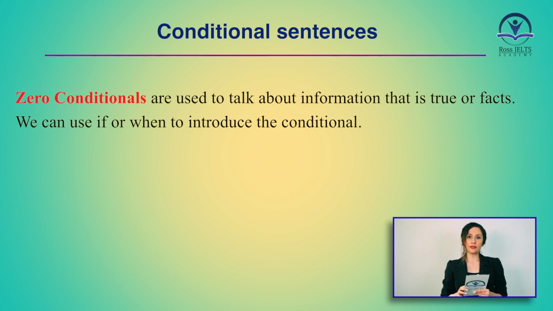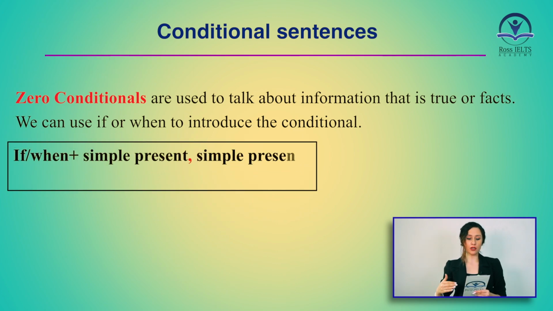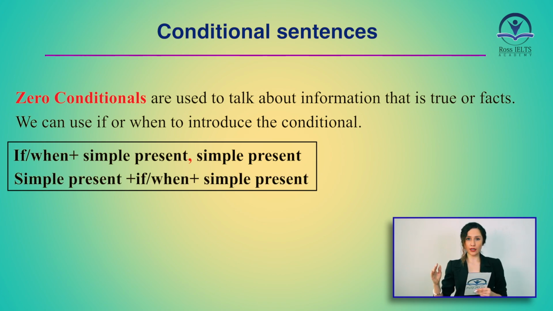So, to make a zero conditional sentence, you can have this structure. If or when plus simple present, comma, simple present. So you have two sentences here. Or instead, you can change the order. You can use it this way. Simple present plus if or when plus simple present. Now, let's look at an example to see how it works.